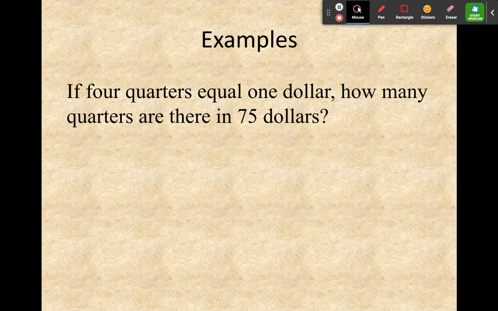Can you imagine just going somewhere and spending $75 and then being like, here's 300 quarters. You would do it, Abby? Probably. Okay.